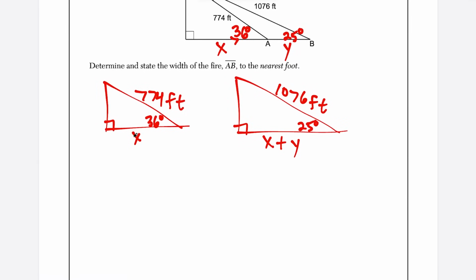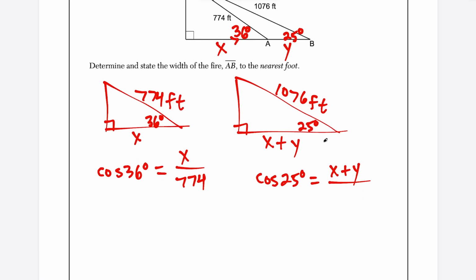So for this one, I'm going to do cosine of 36 degrees. So we have cosine of 36 degrees is going to be equal to the ratio of the side adjacent to the 36 degree angle, X, over the hypotenuse, which is 774. And now in this triangle, I could say cosine of 25 degrees is equal to the ratio of the side adjacent, which is x plus y, over the hypotenuse, which is 1076.